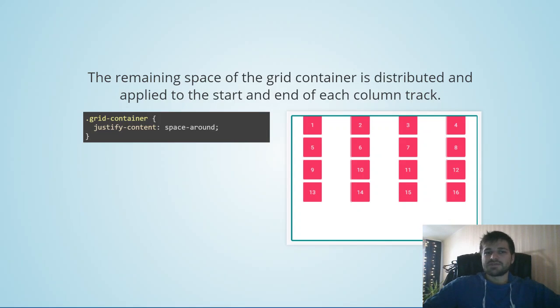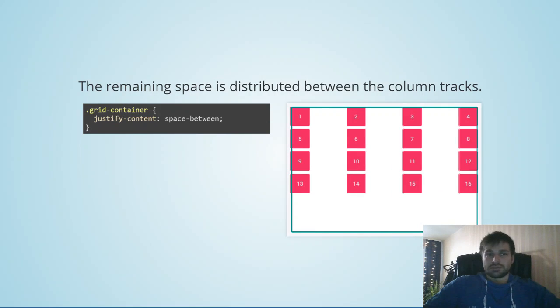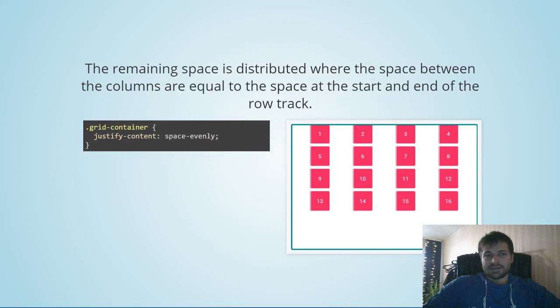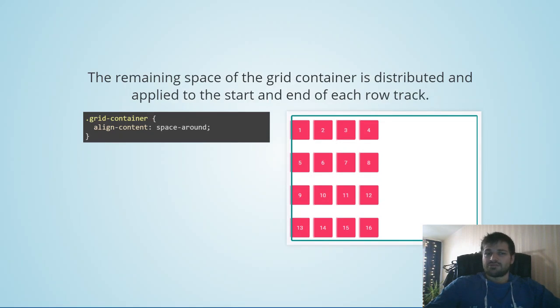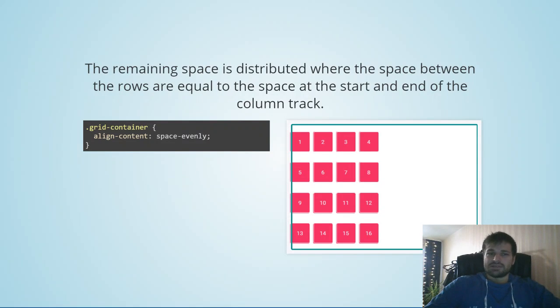The remaining space of the grid container is distributed and applied to the start and end of each column track. It is very cool. So space-between: the remaining space is distributed between the column tracks. And space-evenly: the remaining space is distributed so that the space between the columns is equal to the space at the start and end of the row tracks. align-content: start and center, space-around, space-between, and space-evenly.